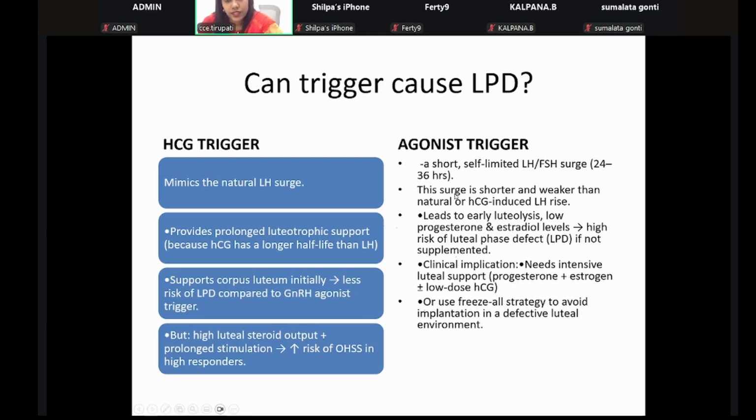Whenever we give agonist trigger and we plan fresh transfer, it needs intensive luteal phase support. We should supplement with both estradiol and progesterone, with or without low dose HCG. So intensive luteal phase support is needed with agonist trigger. Or else we should go for a freeze-all strategy, so that we freeze all the embryos and plan transfer in the next cycle.